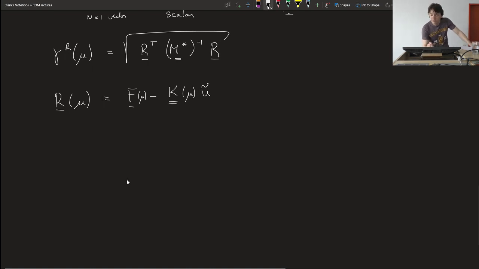If I were to have multiplied this by the true solution, then this would be 0, right? For the true solution, f is equal to k times u. But because we're using the reduced basis method, k times u tilde is not equal to f, and exactly the difference is the residual. Which, just to be clear, is something else than the error, right? But it is a measure of the error, according to the error estimate that we just proposed.